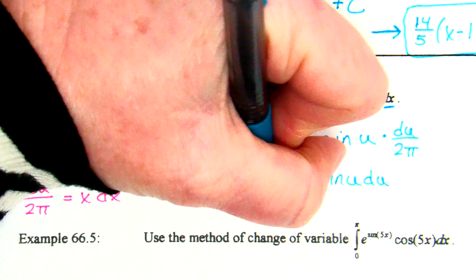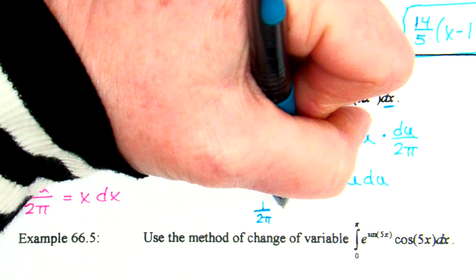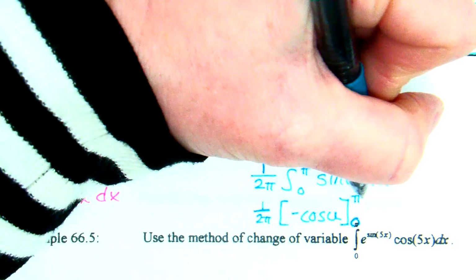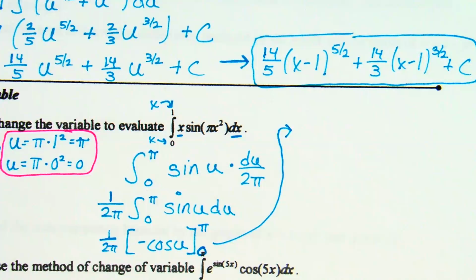What is the integral of sine u? Negative cosine u. So this is going to be 1 over 2 pi times negative cosine u, evaluated between 0 and pi. And now notice, I'm never going back to x's. I'm just going to finish this off in u's because I changed those boundaries.